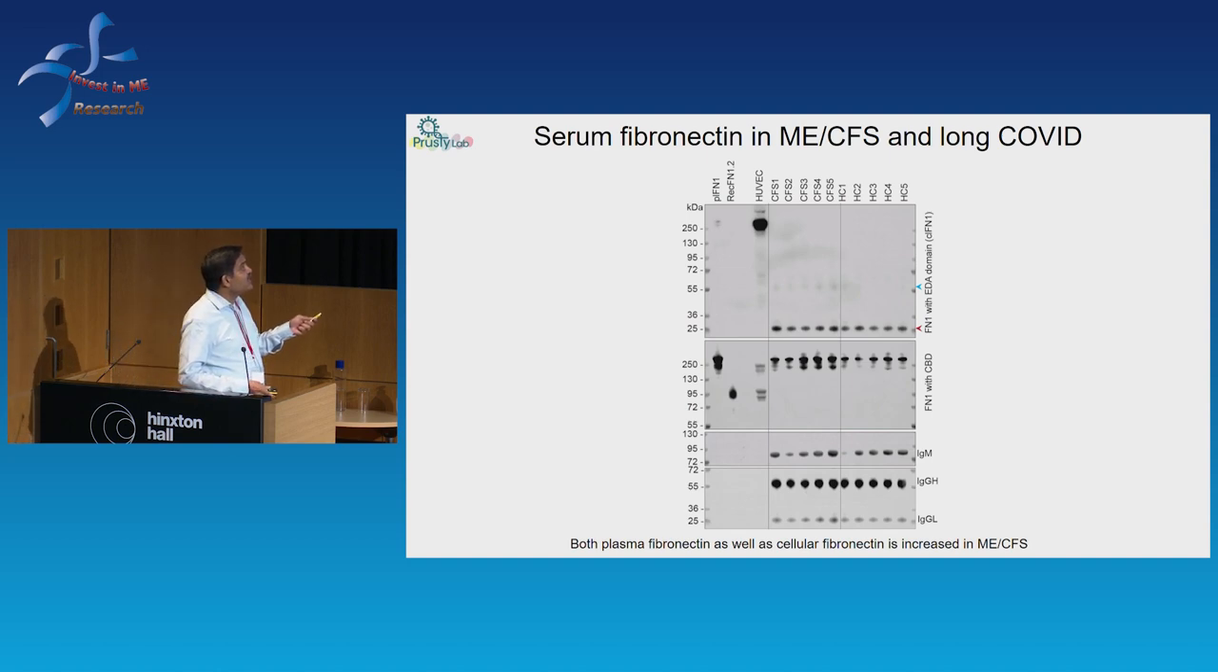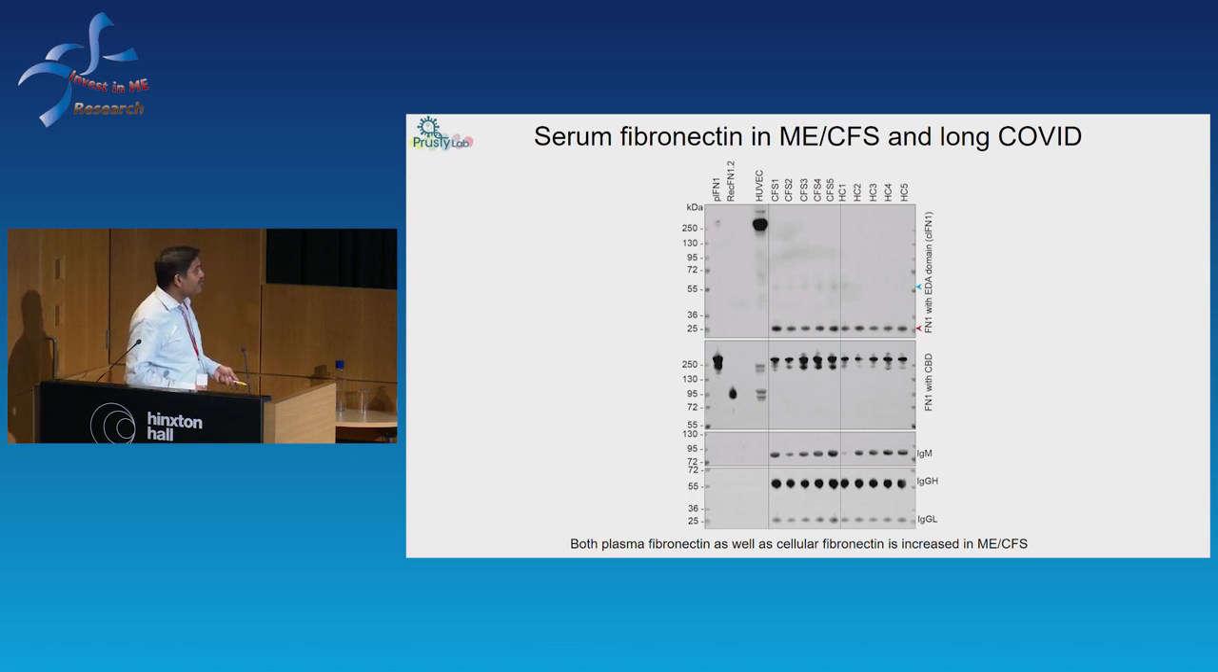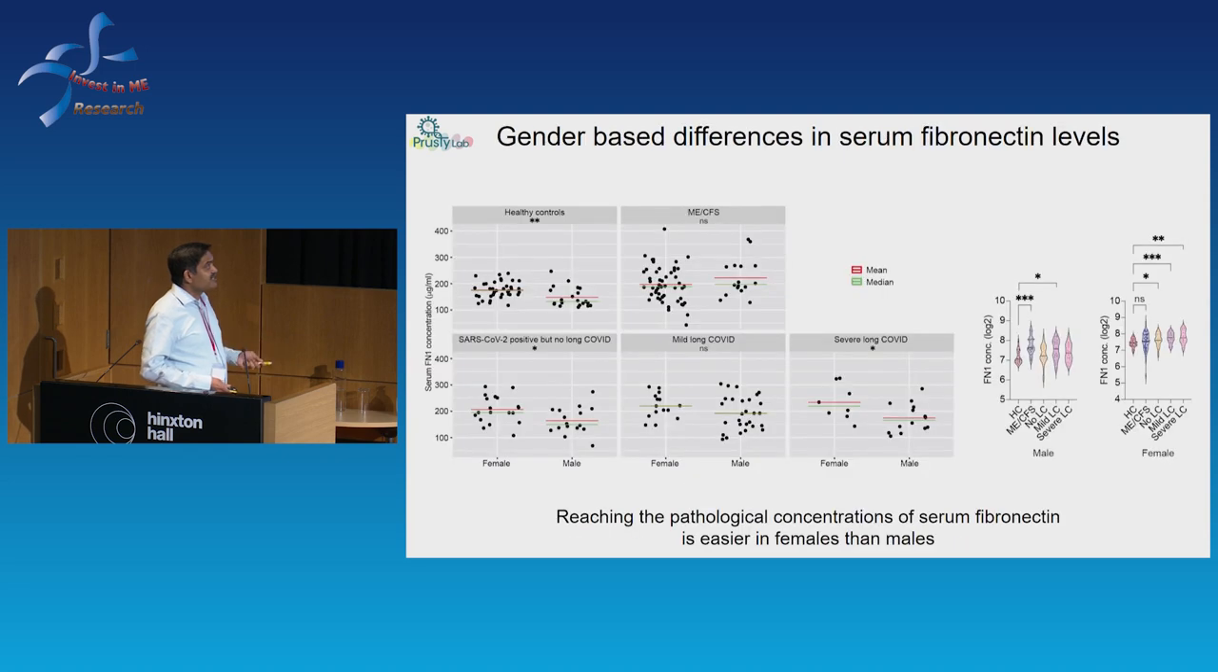So you can see here that those ME/CFS patients who have a high amount of fibronectin have both the cellular fibronectin as well as plasma fibronectin high. Plasma fibronectin is basically secreted by hepatocytes, only hepatocytes, whereas cellular fibronectin, which is an essential component of extracellular matrix, is produced by endothelial cells, platelets, macrophages, Th1 T cells, things like that. So it seems that there is a very distinct pattern over here: both cellular and plasma fibronectin are upregulated.